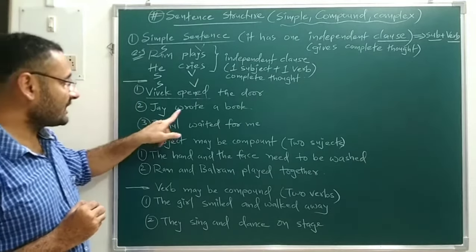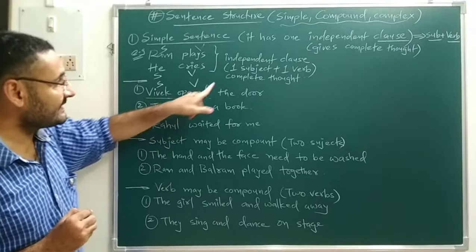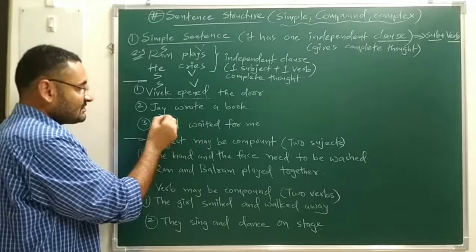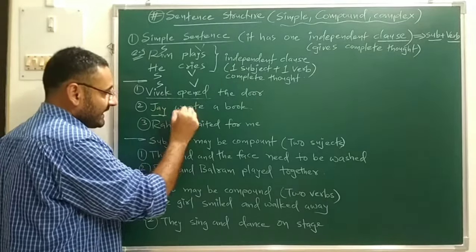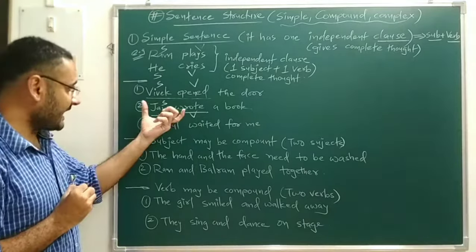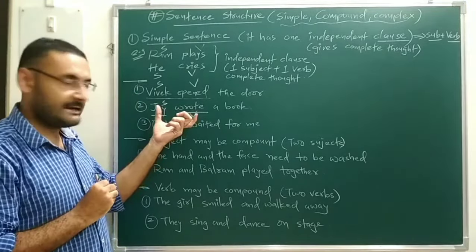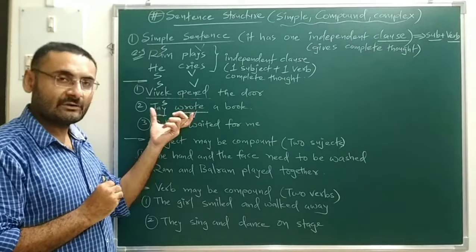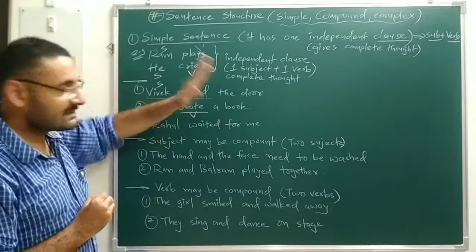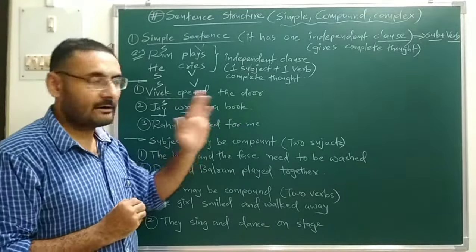Next is, Joy wrote a book. That is also a simple sentence because inside that sentence an independent clause is present. How? Clause means one subject and one verb. That is your subject, that is your verb, and that subject and verb give the complete information in the sentence. That is why it is an independent clause, and the sentence which has an independent clause is known as a simple sentence.